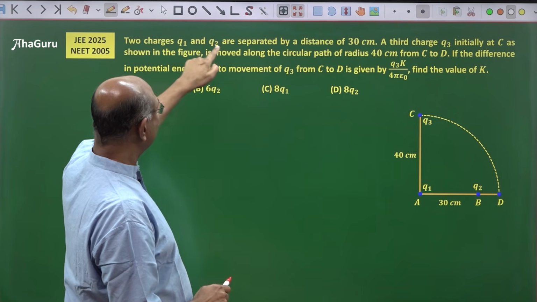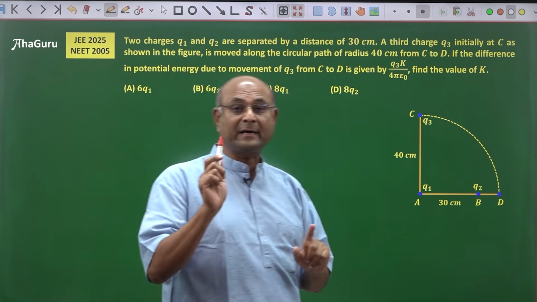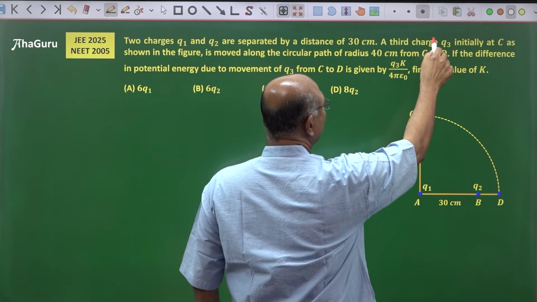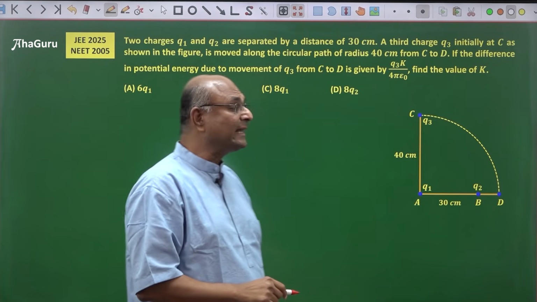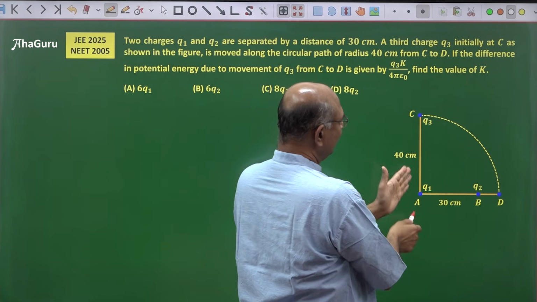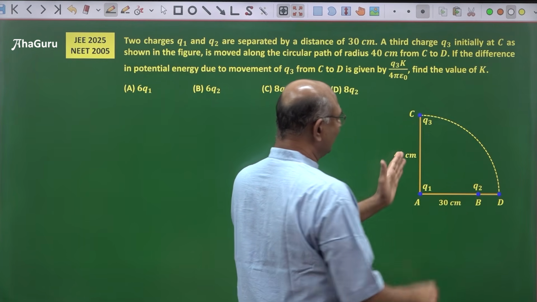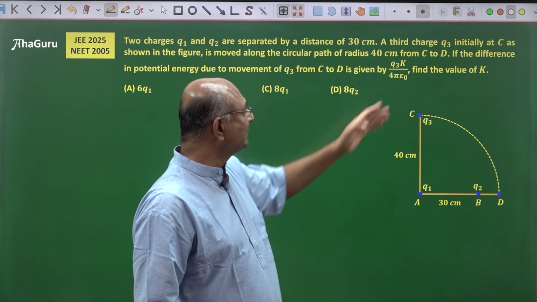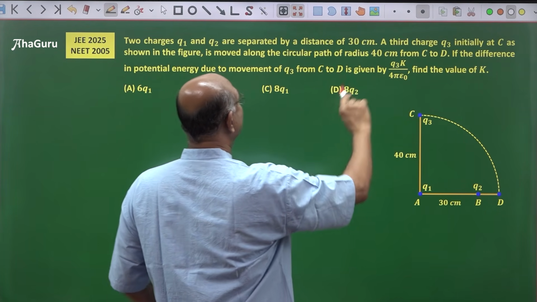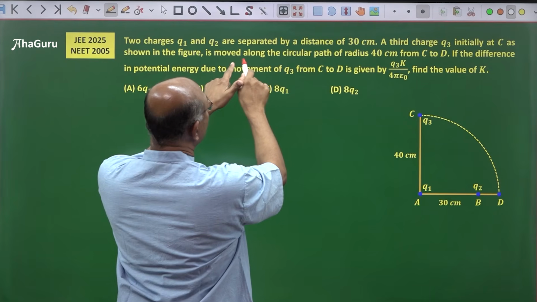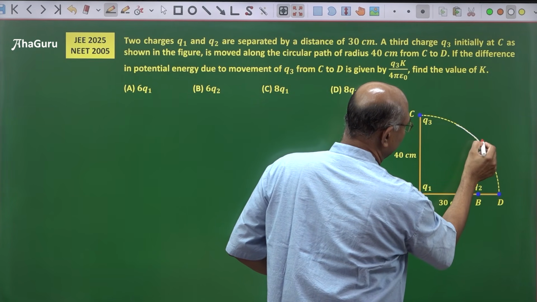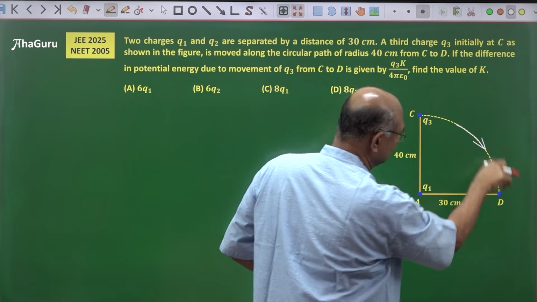Two charges Q1 and Q2 are separated by a distance of 30 centimeters. A third charge Q3 is initially at C, a distance of 40 centimeters. We are going to assume that this is the y-axis, this is the x-axis, so basically they are perpendicular. So it is basically 40 centimeters up like this. Initially Q3 is at C, as shown in this figure. It is moved along the circular path. So you're going to move this along this circular path like this, right? So that's how we are going to move.